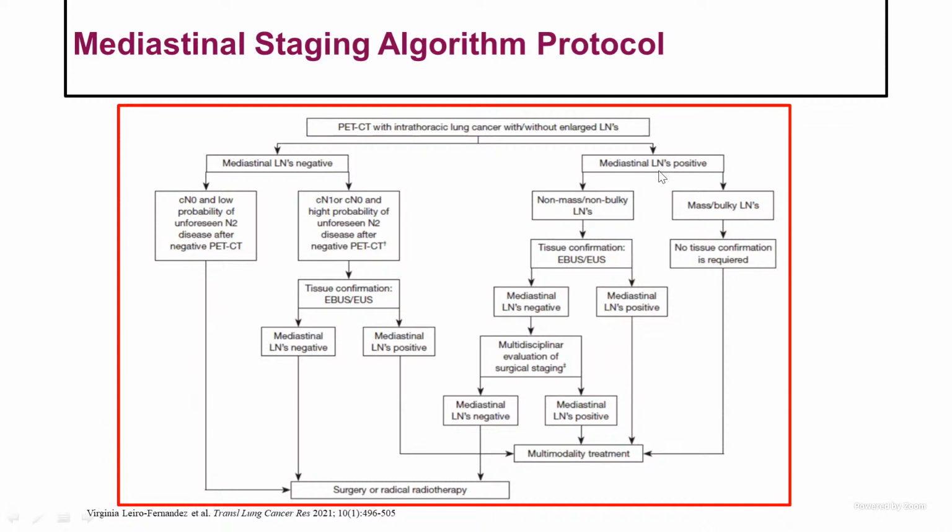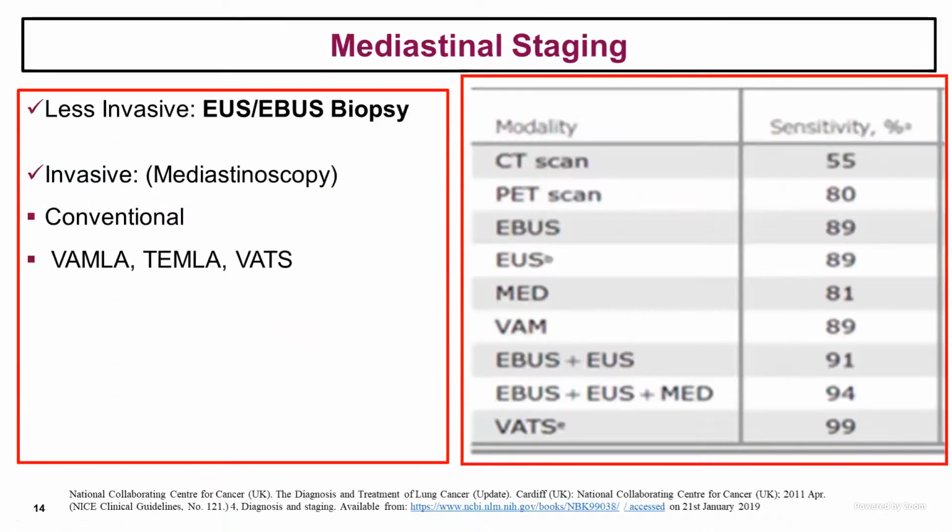Likewise, if there are mediastinal lymph nodes positive on PET CT, but there is no mass or no bulky lymph nodes, tissue confirmation through EBUS or EUS is important. If the mediastinal lymph nodes are negative, multidisciplinary evaluation of surgical staging is important. If mediastinal lymph nodes are negative, the treatment will be surgery or radical radiotherapy. But if the patient has mediastinal lymph nodes positive, he will undergo multimodality treatment. If the patient has bulky lymph nodes or a mass is visible along with increased activity, no tissue confirmation is required. So this patient will directly go for multimodality treatment.